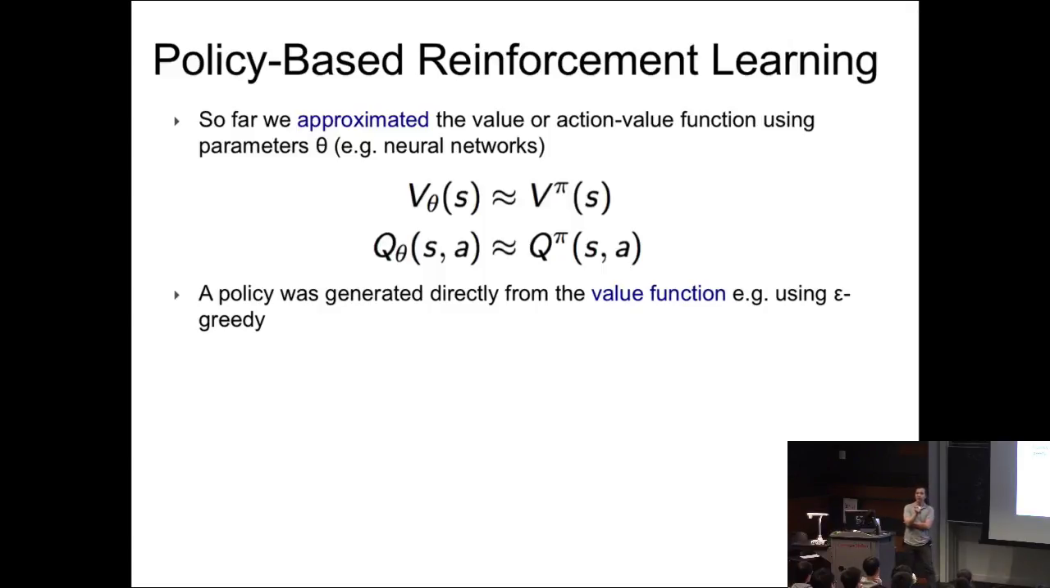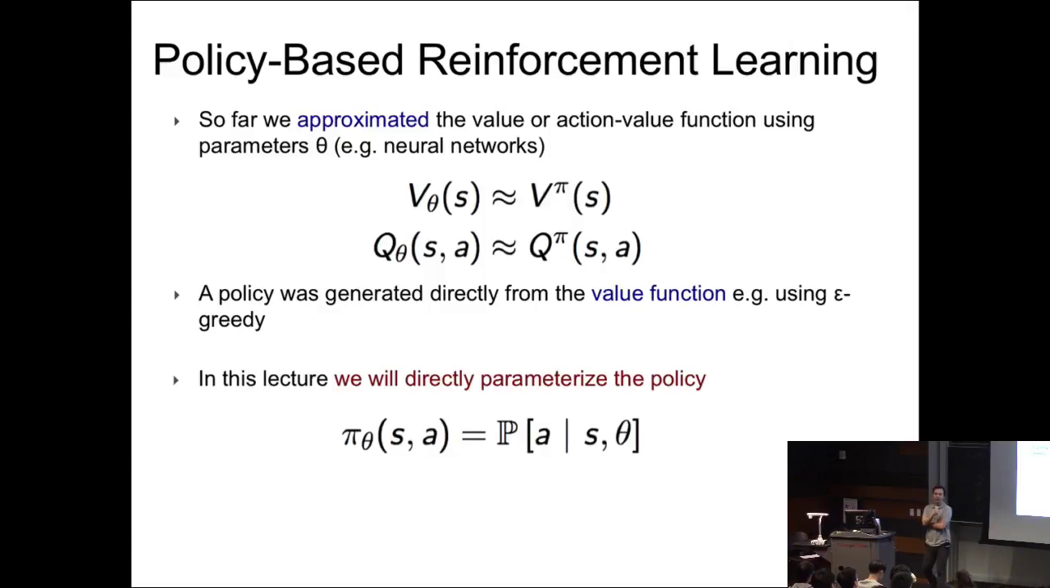Once we have the optimal Q function, we can use, for example, epsilon greedy to derive a policy. Or we can always take the action that maximizes the Q function. So once you have the Q function, you can derive the policy. In this lecture, we're going to try to directly work with the policy pi, or have a parameterization of the policy, so that we directly estimate the conditional probability of actions given the states and the parameters.